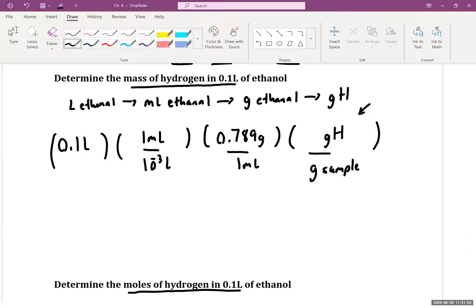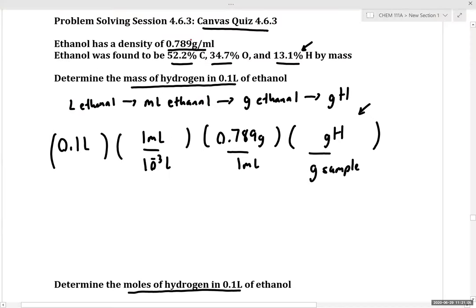What do we plug in for our mass percent conversion factor? So how many grams of hydrogen do we have per how many grams of sample? And this is really important. Yes, we'd plug in 13.1 grams of hydrogen per every 100 grams of sample. This is our mass percent conversion factor. The liters cancel, milliliters cancel, grams of sample cancels, and we're left with grams of hydrogen.